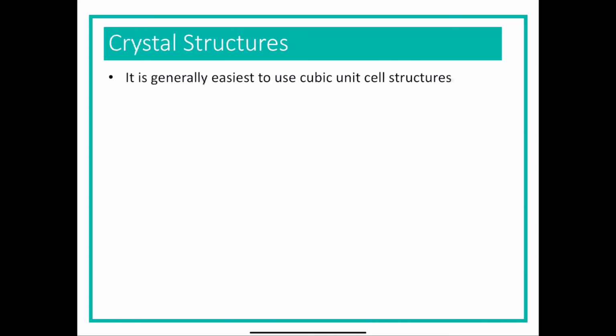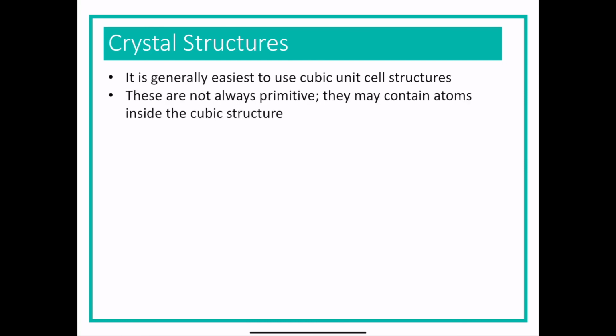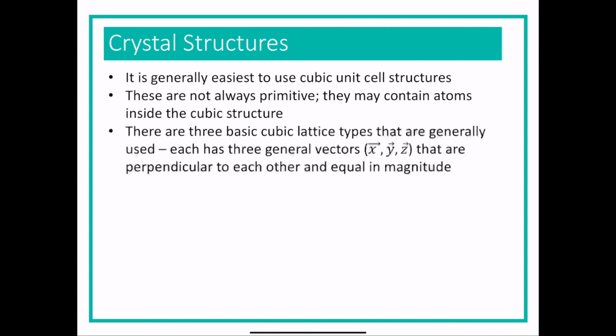All right, the easiest thing to do is to use cubic unit cells, because cubic unit cells are cubes, and cubes are really easy to deal with. However, cubes don't always have just 8 atoms on each corner and that's it. A cube may contain more atoms than just the corners. So they're not always primitive, but they are usually the easiest thing to deal with.